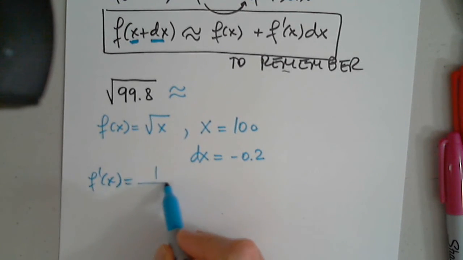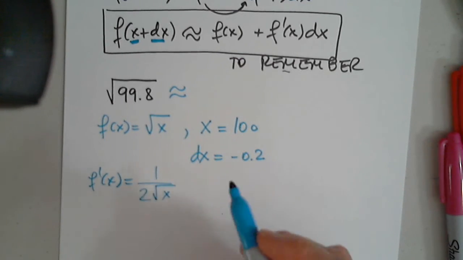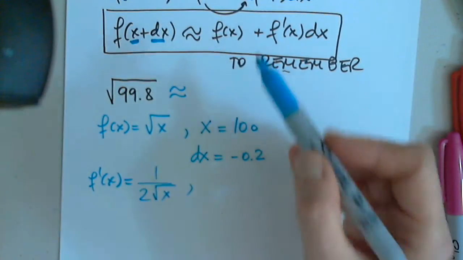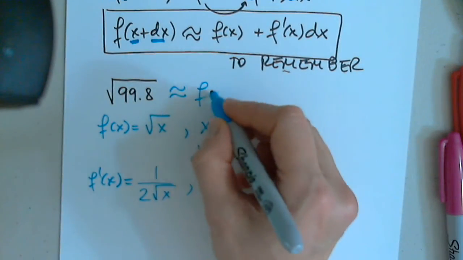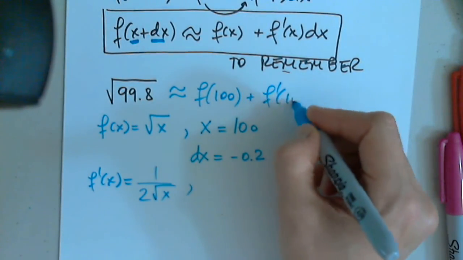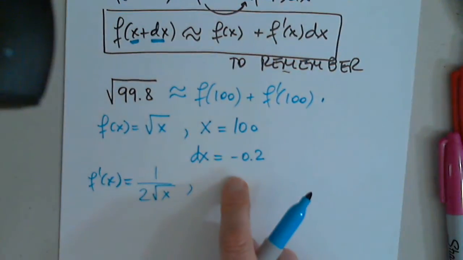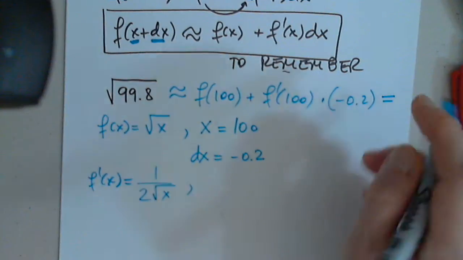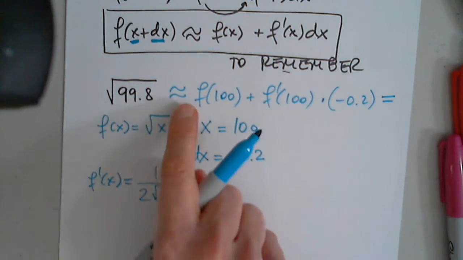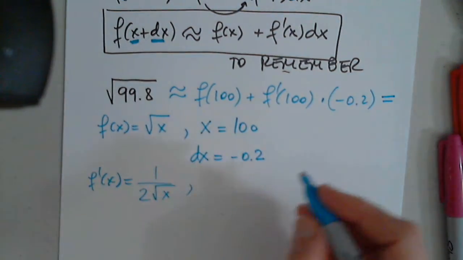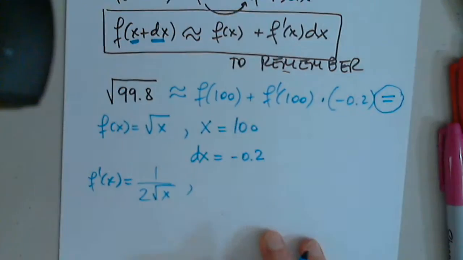1 over 2 x. Excellent. And now I have to put everything together. F of x with x in it is f of 100 plus f prime of 100 multiplied by dx, which is negative 0.2. This is true. This is the equal symbol. This is not the equal symbol. But all this equals, because I wrote in between, I'm going to circle it so you know where it's continuing.